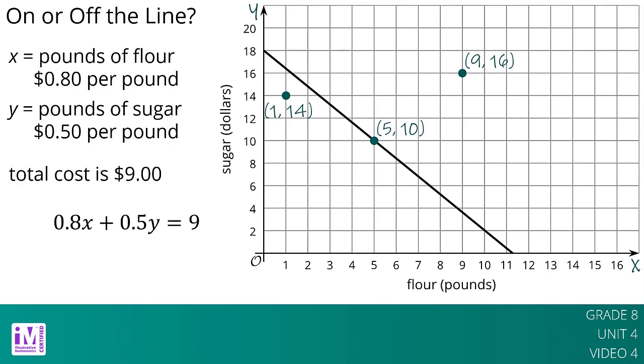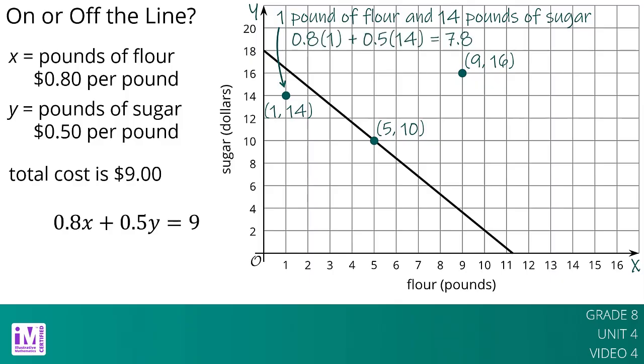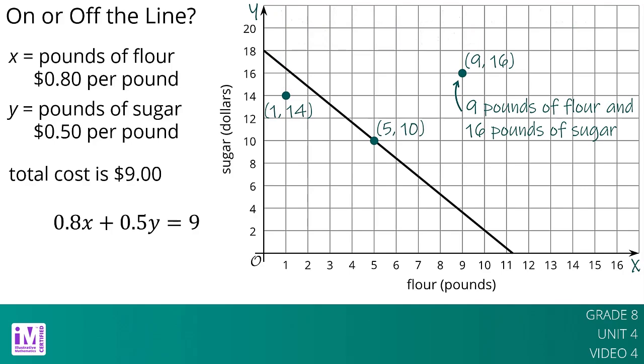The point (1, 14) means that there is 1 pound of flour and 14 pounds of sugar. The cost for this is 0.8 times 1 plus 0.5 times 14, or $7.80. Since the cost is not $9, this point is not on the graph. Likewise, 9 pounds of flour and 16 pounds of sugar costs 0.8 times 9 plus 0.5 times 16, or $15.20. So the other point is not on the graph either.